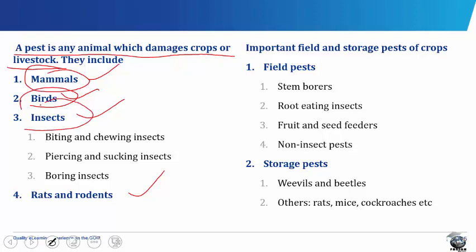Insects are the most serious pest of crops, both in the farm and in storage. Insects are classified into three based on the nature of their mouth parts, that is, their mode of feeding. We have the biting and chewing insects, piercing and sucking insects, and the boring insects. The biting and chewing insects have well-developed mouth parts adapted for biting and chewing leaves and other plant tissues such as seeds, flowers, or fruit.